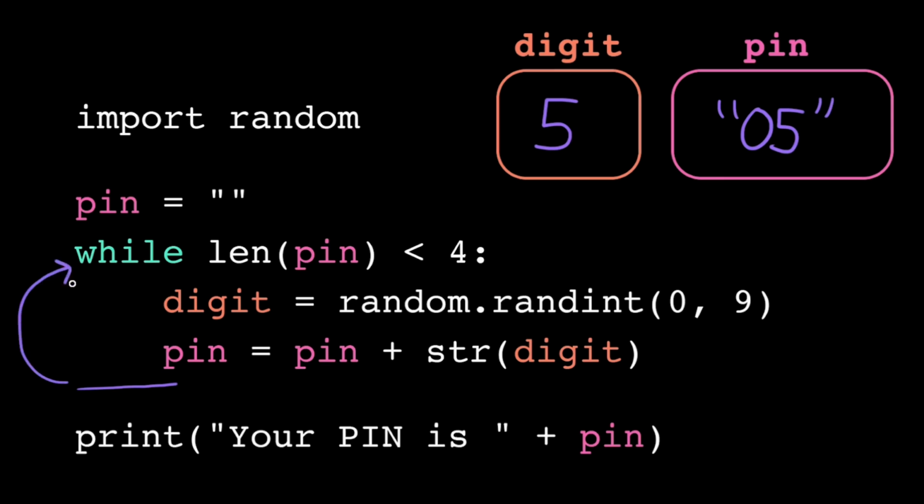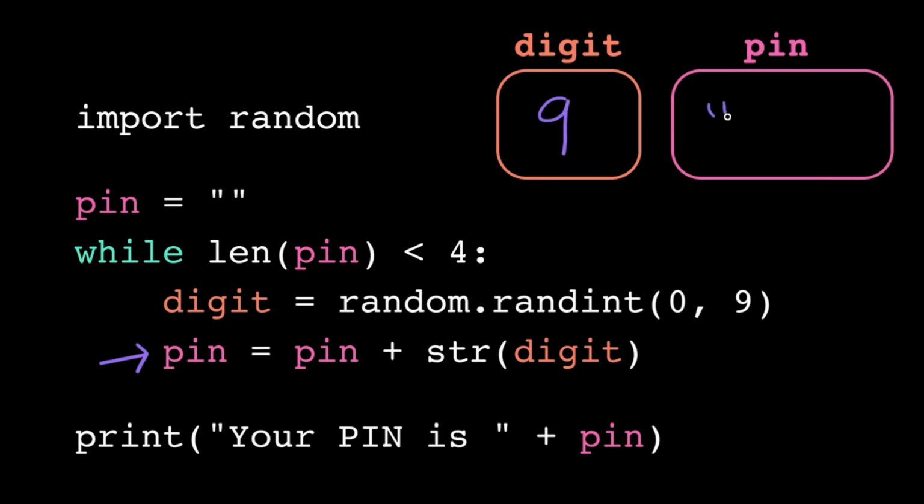We jump back to the top of the loop, and we check the loop condition for the third time. Pin now contains the value "05", so its length is 2. 2 is less than 4, so the loop condition is true. So we're entering the loop body again. We execute the digit assignment statement. Let's say we generate 9 this time. We store that in digit, and then we update pin. Pin is currently "05". We concatenate on the 9, and then we store back "059".